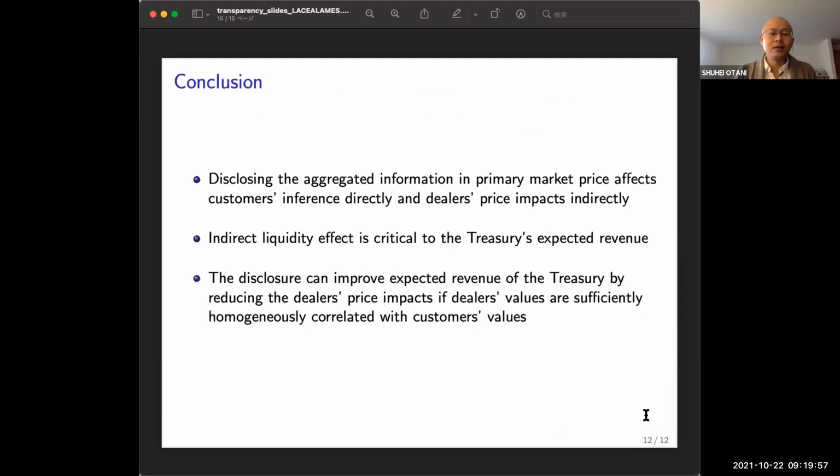So summarizing the talk, I analyzed the welfare effect of information disclosure about the informational content of the primary market price before the secondary market opens. And the indirect liquidity effect is critical to my results. And the disclosure can improve the expected revenue by lowering the dealer's price impact cost. Okay, thank you.